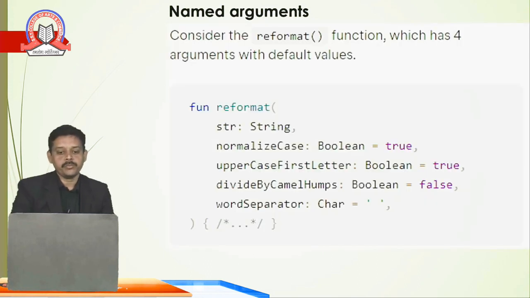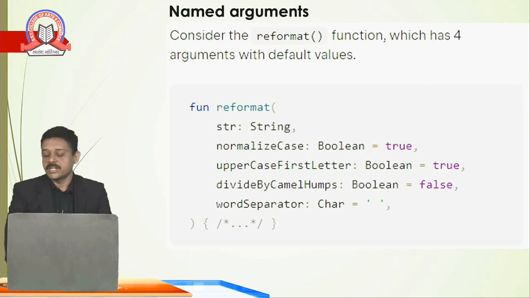As you can see in the example, let's consider a function reformat. In that we have four different arguments which have default values: str is a parameter which contains a string value, followed by normalizeCase as a boolean, upperCaseFirstLetter as a boolean, divideByCamelHumps as a boolean, and wordSeparator as a character.